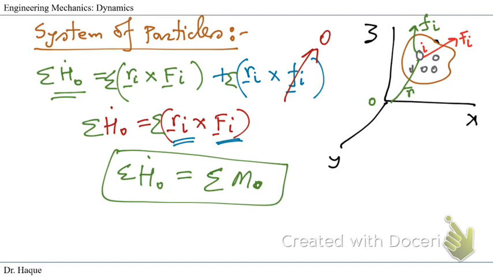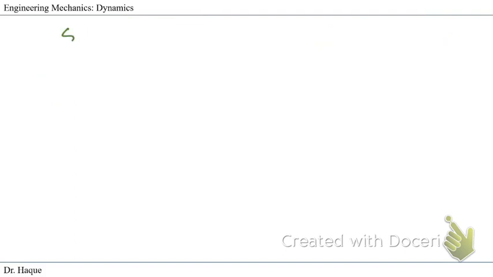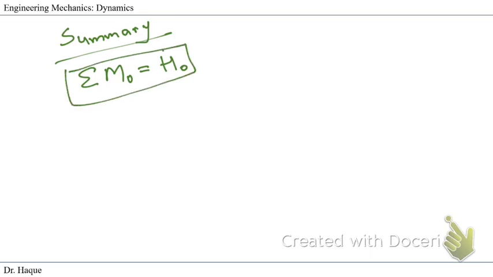So this is our equation for a system of particles, and that was all for today about the relationship between moment of a force and angular momentum. So just a quick recap. Today we formulated some relationships. The first relationship was for a particle: the summation of moments of all forces about any point O equals the first derivative of the angular momentum about that same point O. That was our first equation.